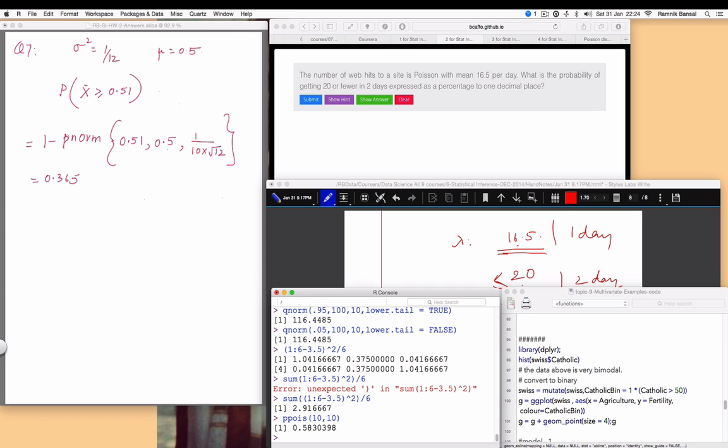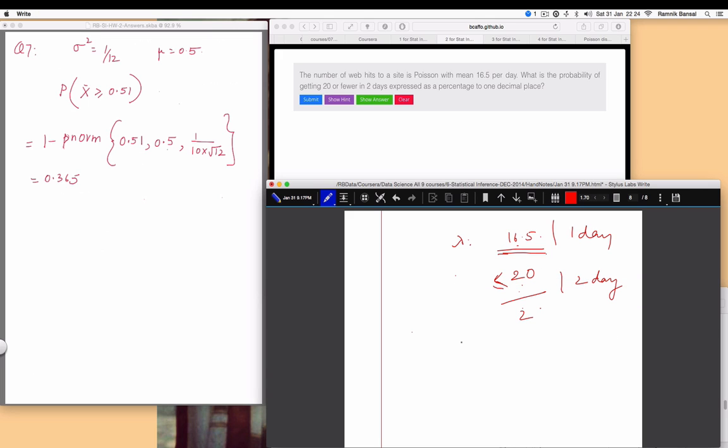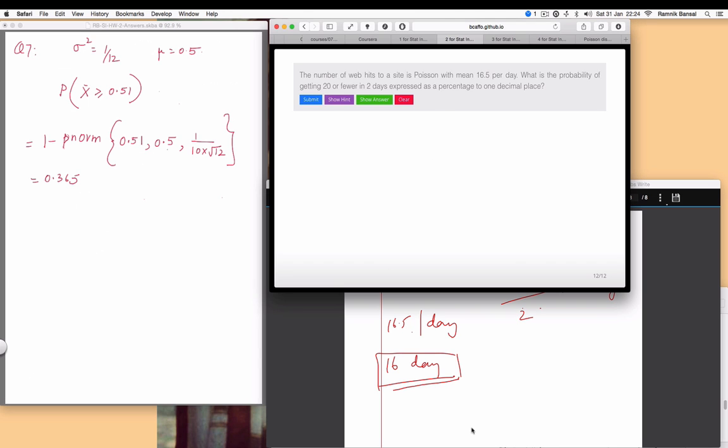In this case, web hits. If 10 is the web hits per day, let's look at a simple case of one day, not 2 days. Let us solve this case for one day first. I'm saying 16.5 per day, and let us look at 16 in a day. What is the probability of getting 16 or fewer in a day? It should be near 0.5.